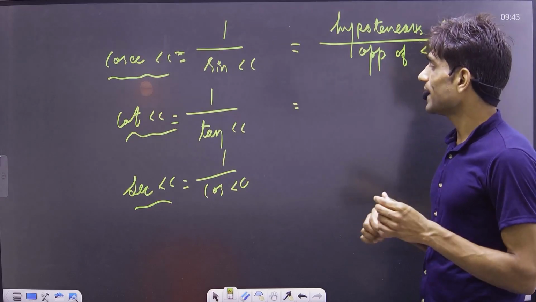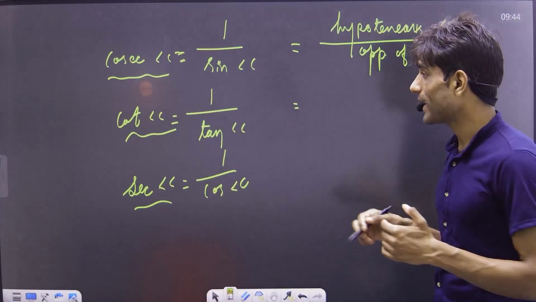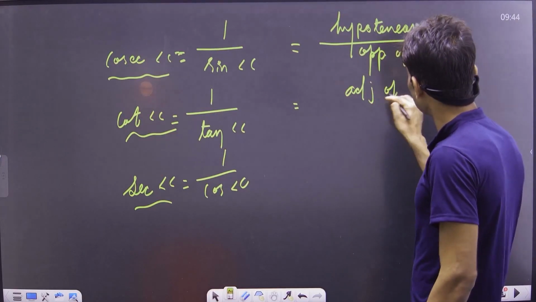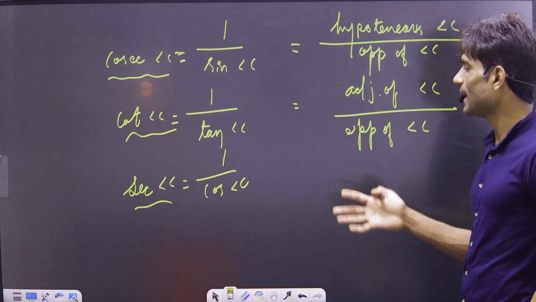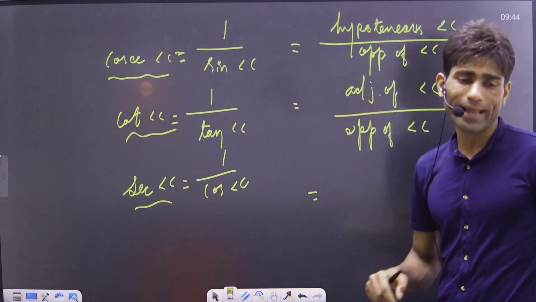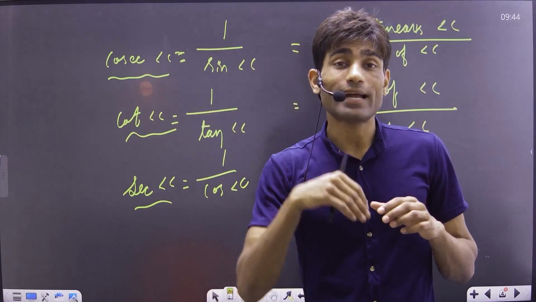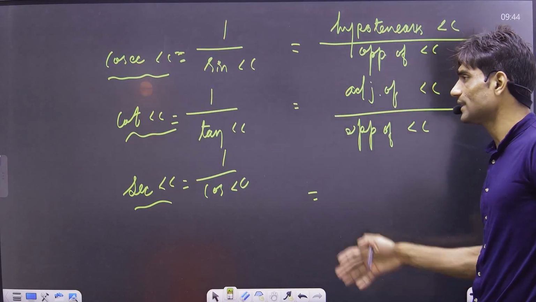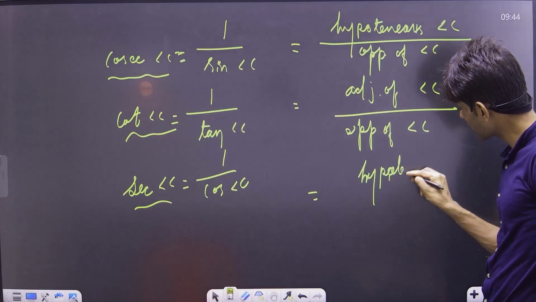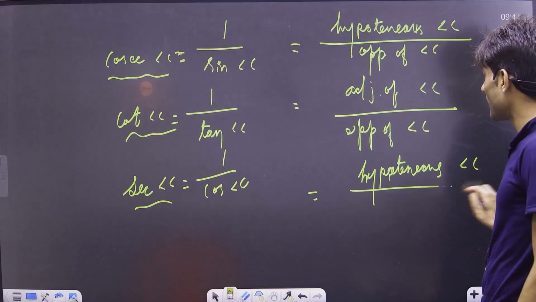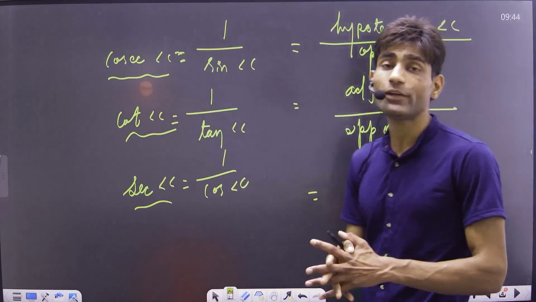Similarly, 1 upon tan of angle C. We know that tan of angle C can be written as the opposite of angle C upon the adjacent of angle C. So we write the adjacent of angle C divided by the opposite of angle C, which is cot of angle C. And sec of angle C can be written as 1 upon cos of angle C. We know that cos of angle C is the adjacent side of angle C divided by the hypotenuse of angle C, and it is the inverse ratio here. So we write the hypotenuse of angle C divided by the adjacent of angle C. This is the way that we can define all the trigonometric ratios here.